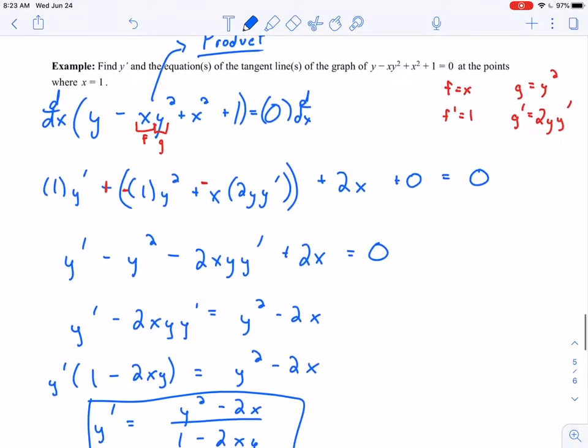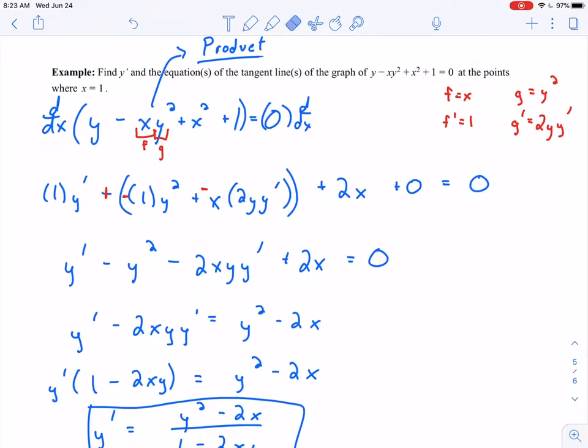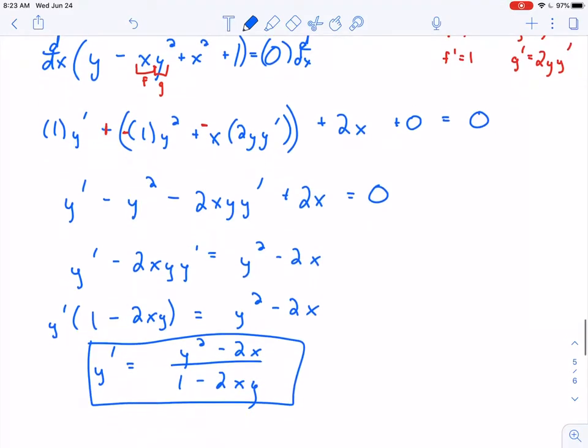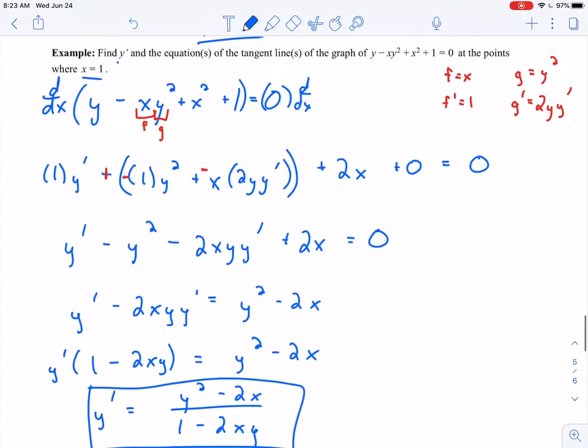What else did we want to do here? So let's erase. I want to find y prime. Well, I did that. And the equations of the tangent lines to the graph at the points where x is equal to 1. So here's y. Let me just write down my equation down here so I don't have to keep going up. Y minus xy squared plus x squared plus 1 is equal to 0. And we said we were working with x equals 1.